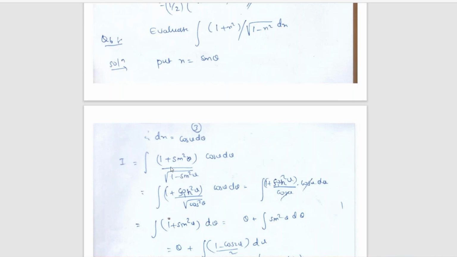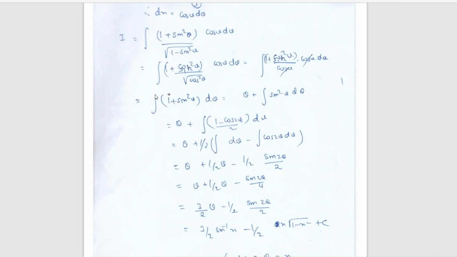So 1 plus sine square theta by square root of 1 minus sine square theta, which is cos square theta. Square root of cos square theta is cos theta. Cos theta and cos theta will get cancelled. So the integrand is 1 plus sine square theta d theta. Separate the integrals. We get two integrals: integral d theta plus integral sine square theta d theta.